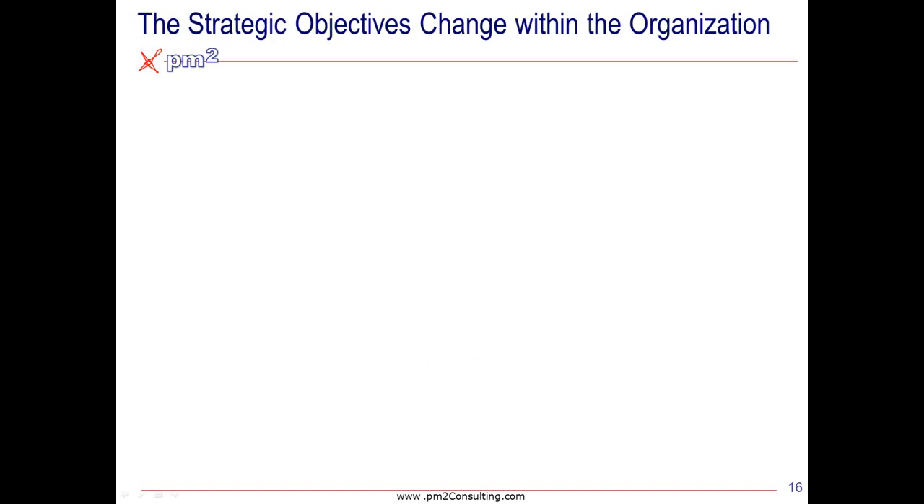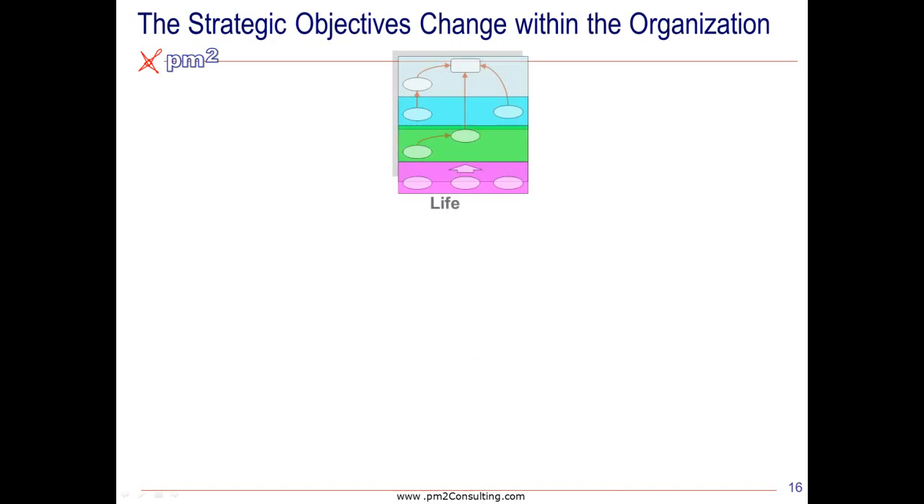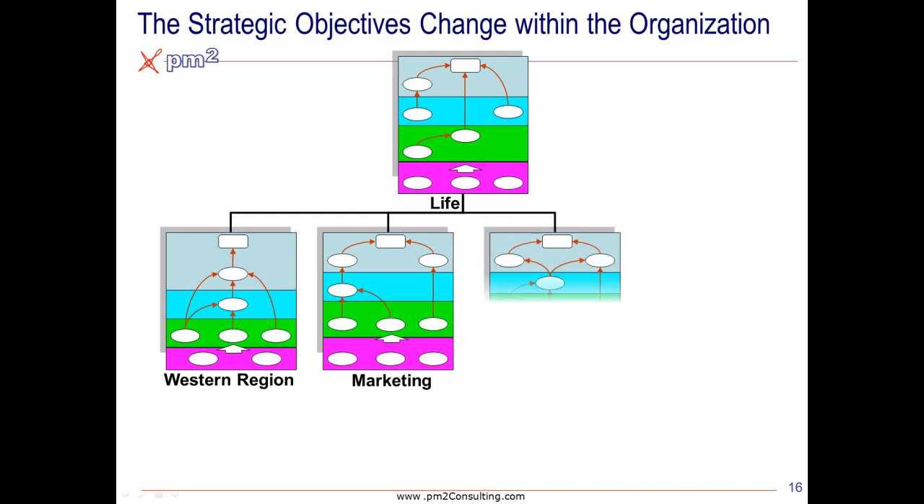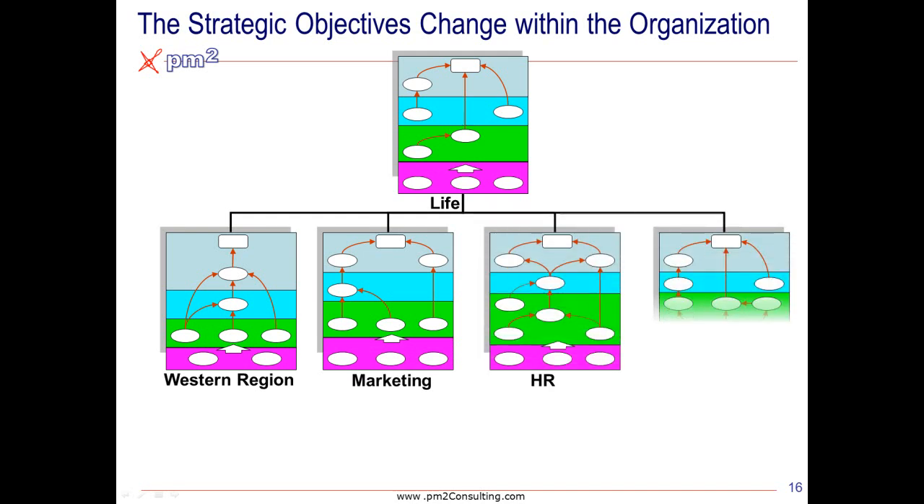So the first thing to understand is that as we cascade a scorecard, the metrics change. For example, if we had a corporate life insurance strategy map, as we cascade it down to, say, the Western region, or marketing, HR, or even IT, they all have a different strategy map. The strategy map describes their contribution to the overall corporate objectives. To learn more about cascading, please listen to some of the other vignettes that are available.